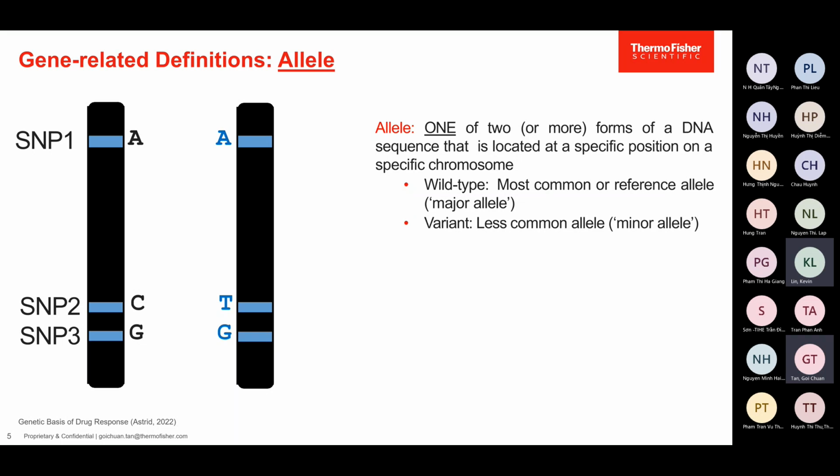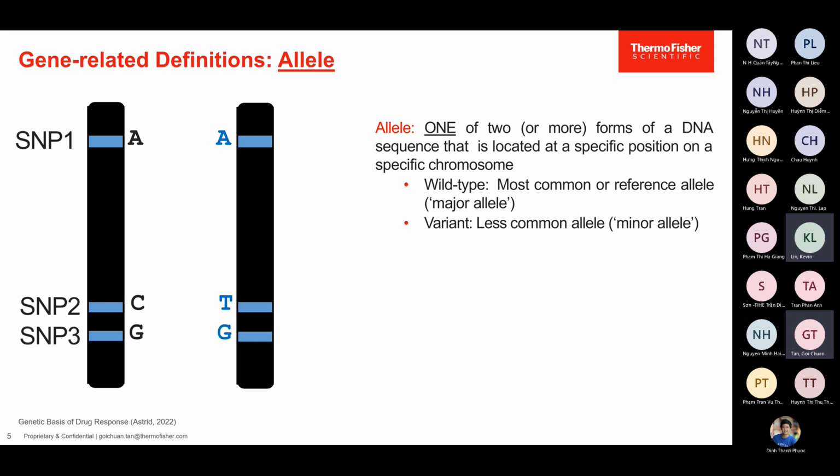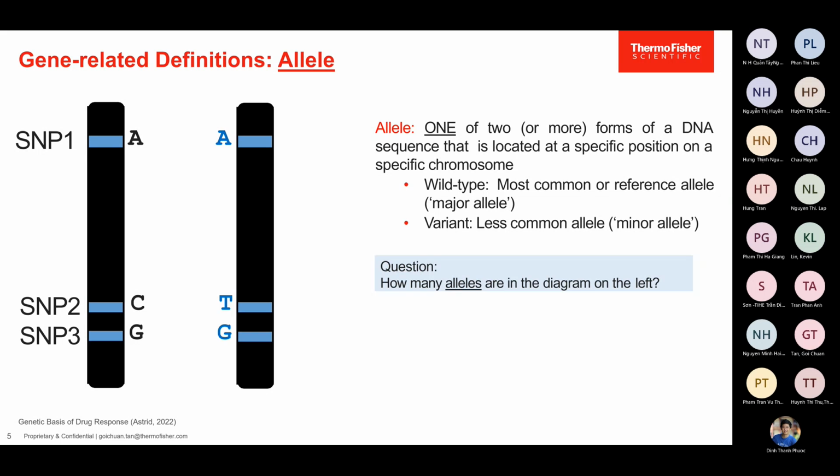So allele means one of the two forms of DNA sequence that is located at a specific position on a specific chromosome, like for example this position here. Allele means one of the two. When we say wild type, it means the reference one, or the most common allele present in the population. And the variant refers to the less common allele, or what we call a minor allele. So these are the definitions. The question to ask you all is: how many alleles do you see in the diagram on the left?